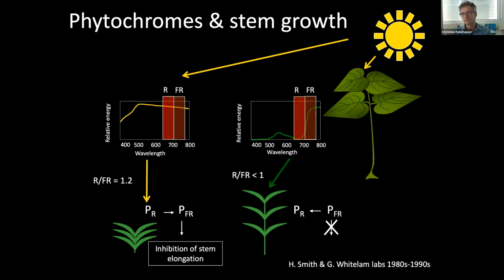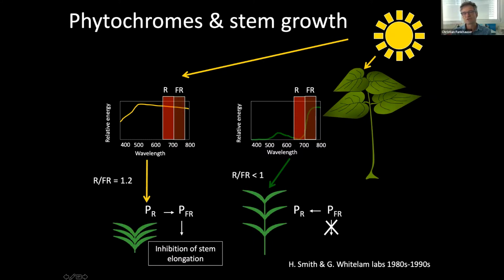Now, if we think about this response to shade, what happens is that in sunlight, this ratio of red to far red light is relatively high. It's slightly above 1. So you have a substantial amount of your phytochrome which is in its active PFR conformation. And what this essentially does is that it inhibits elongation of the stem.